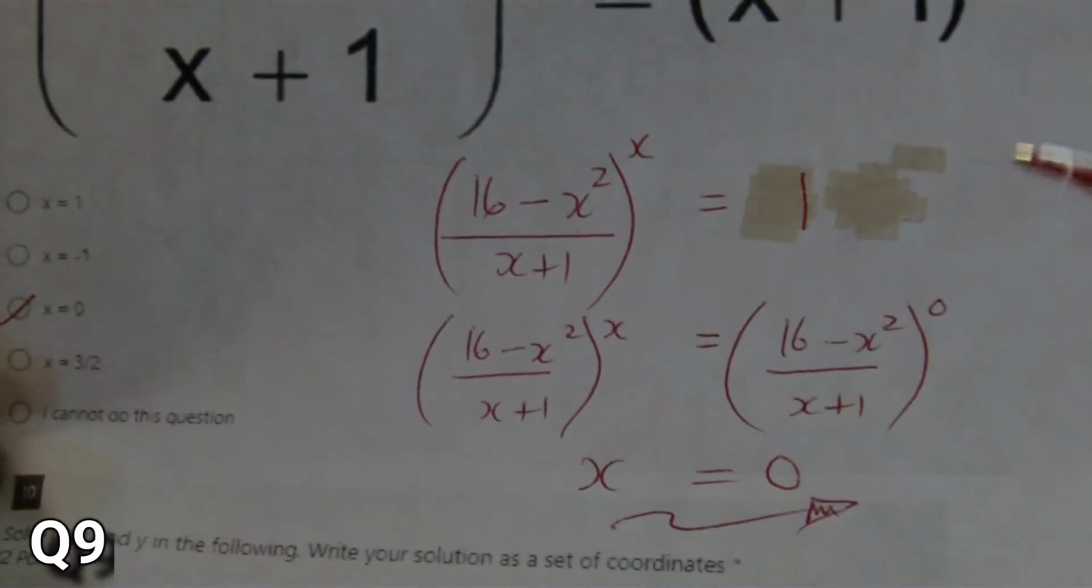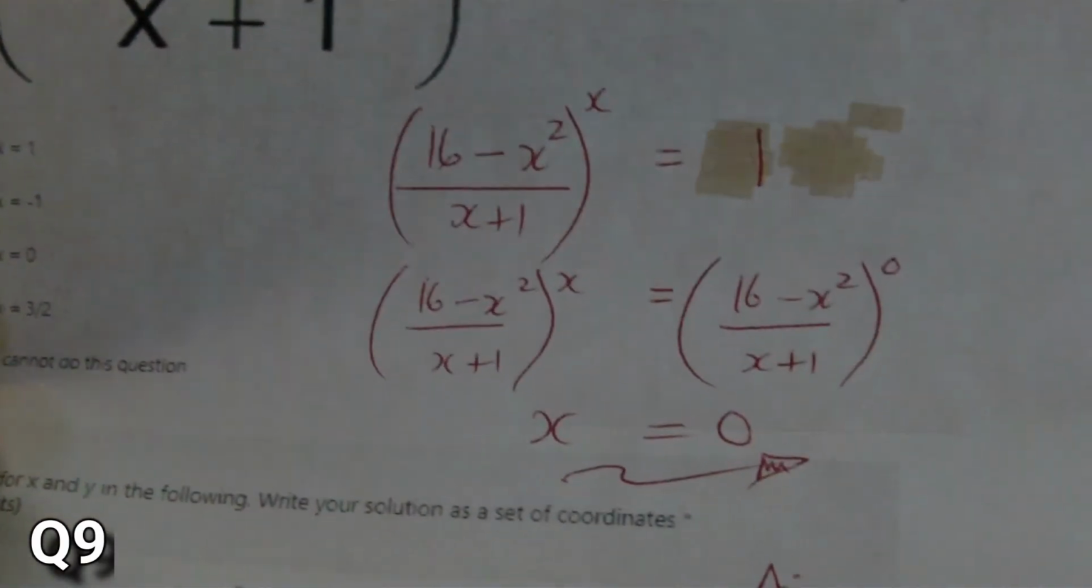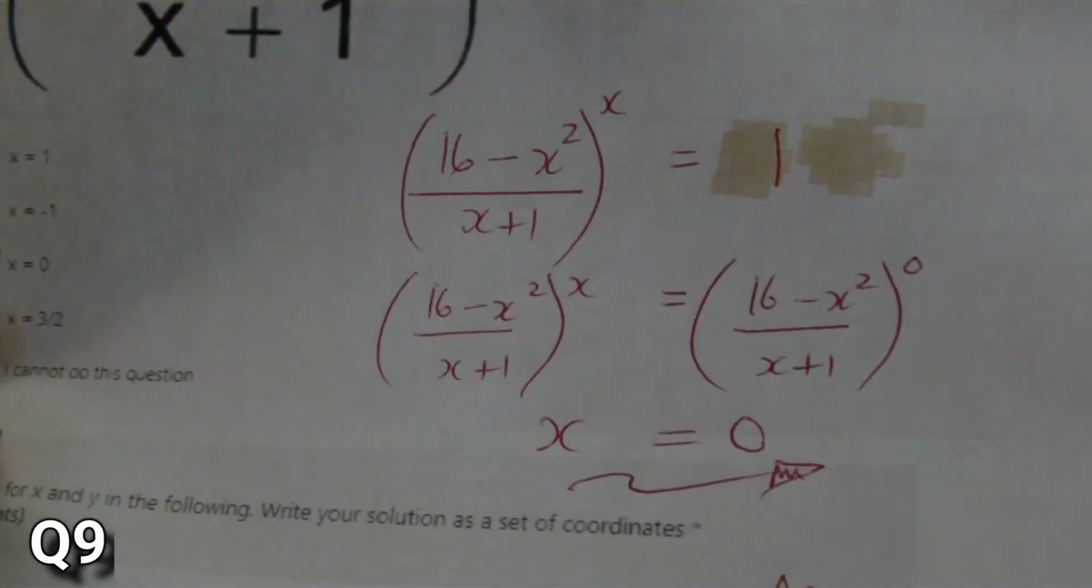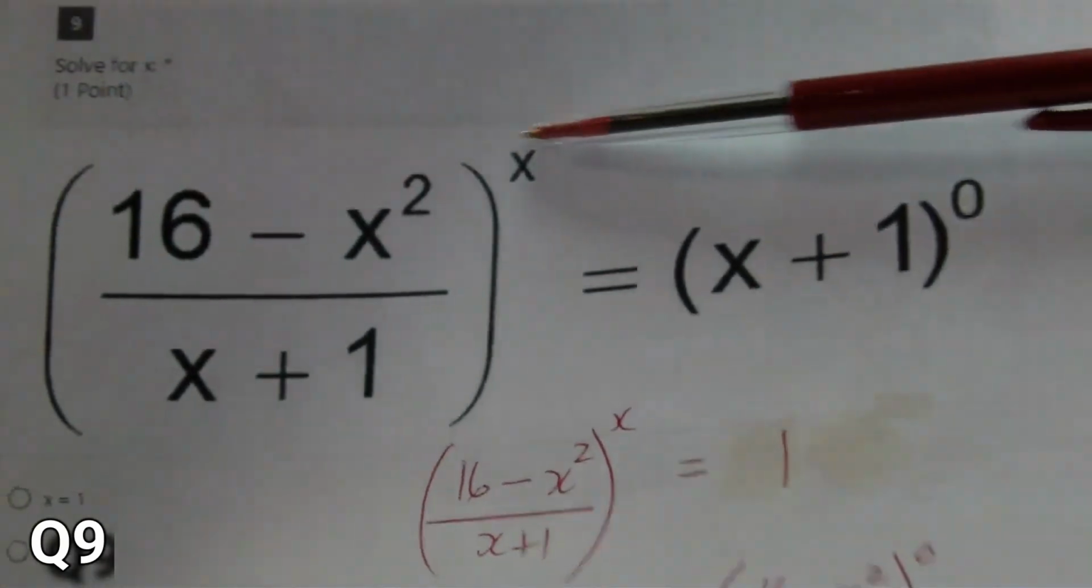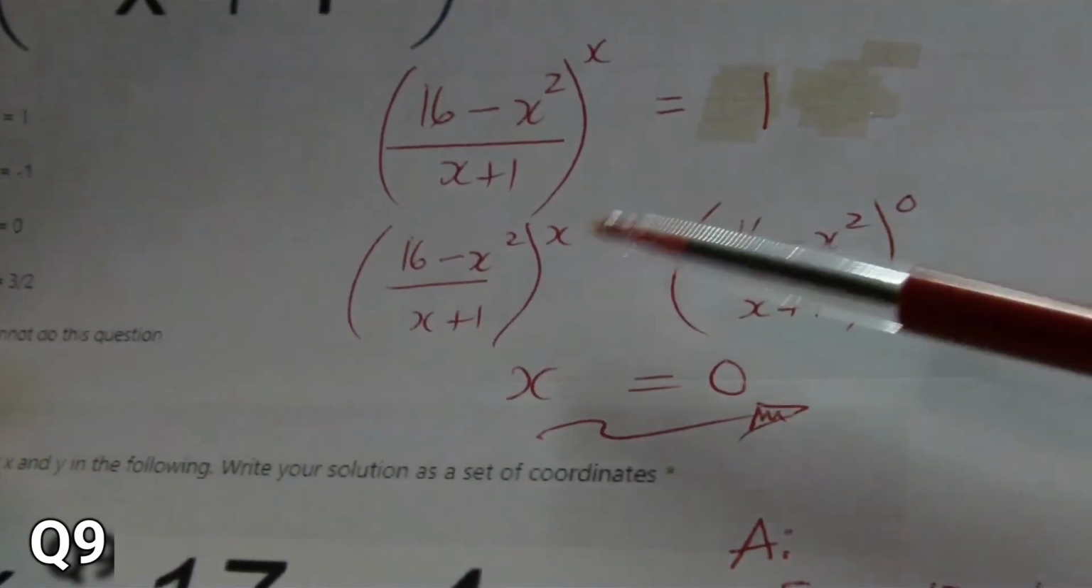I just manipulated it so that I could try and get my bases the same, because this is an exponential equation. Look, it's got an x in the power. It's an exponential equation. Alright, so once the bases were the same, I just dropped them and I ended up with x being 0.